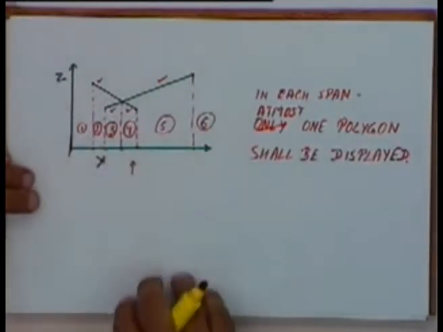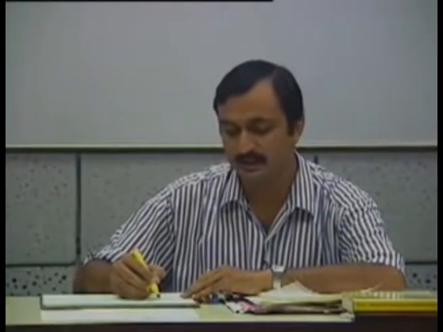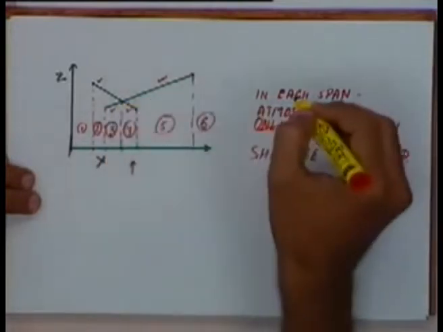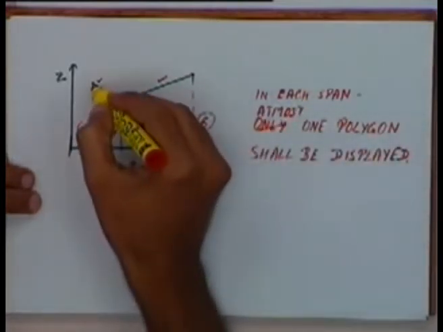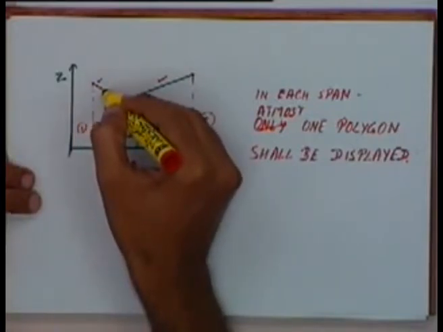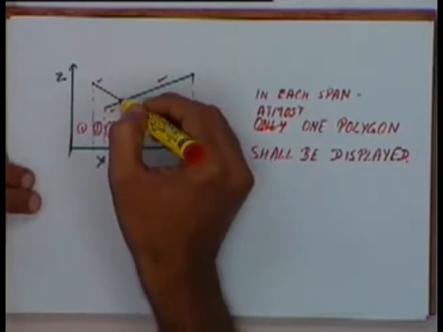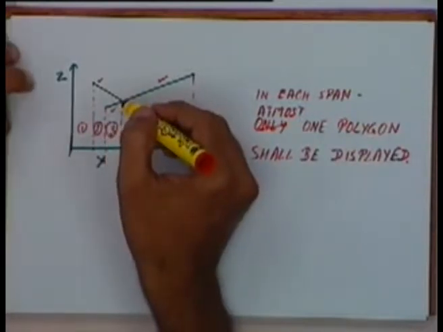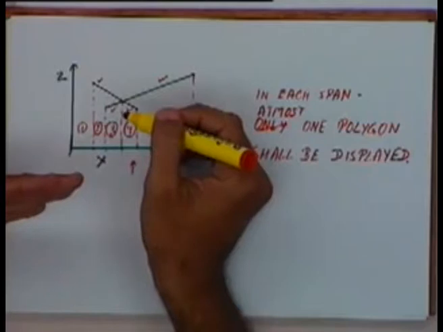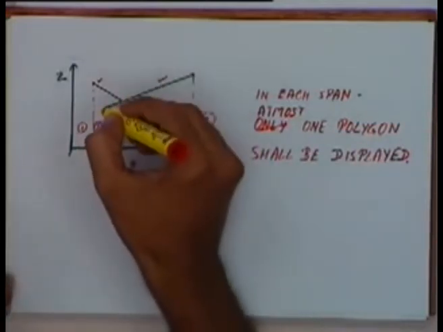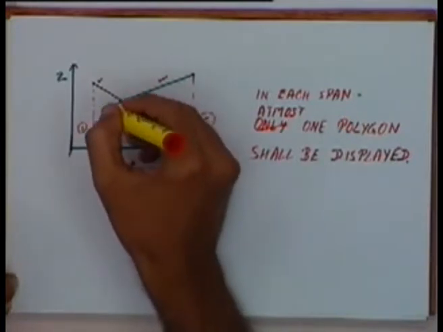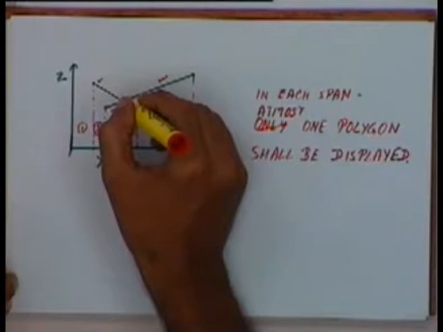The only thing that remains is how do I decide as to which polygon is to be displayed in a particular span. When I have only one polygon in the span, it is very easy to decide which polygon will be displayed. But when I have more than one polygon, let's say in this case we have two polygons, I basically got to decide as to which polygon is closer to the eye. I can either look at the z value at the end of the span, either at the starting end or at the last end.